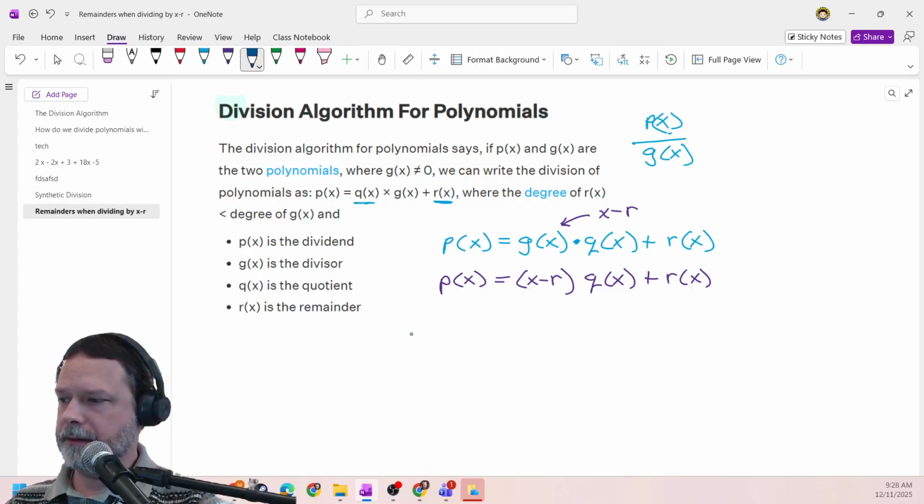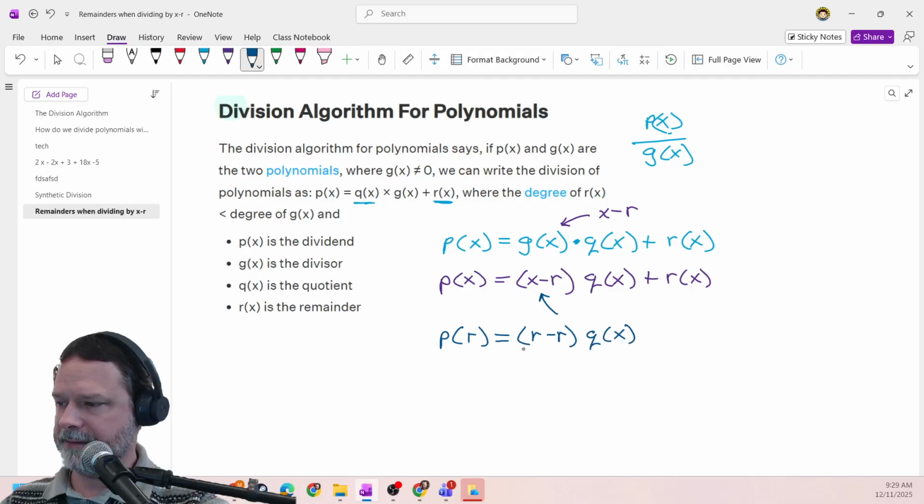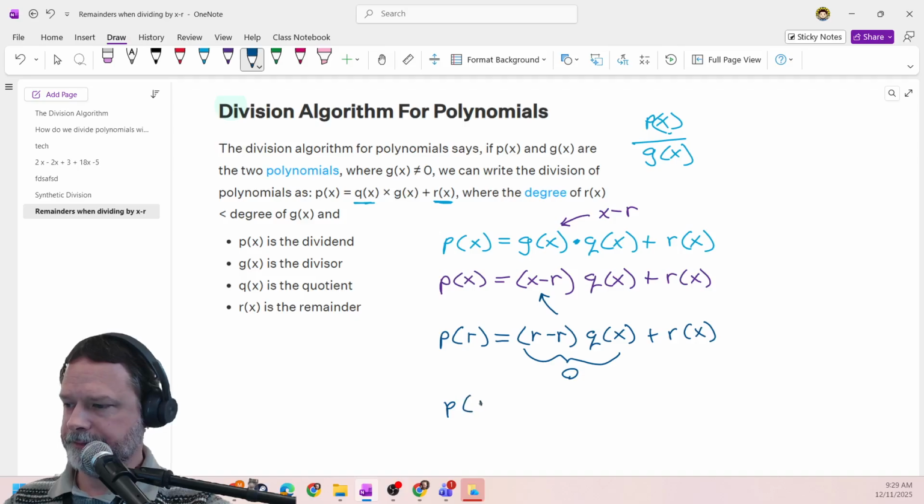What does that mean now for p of r? What happens if I plug in r? In other words, I make this 0. What is p of r? That's going to be r minus r, in other words 0, times q of x. 0 times anything is 0. So all of this is going to be a 0 plus r of x. Well, that's very interesting. P of r is r of x.